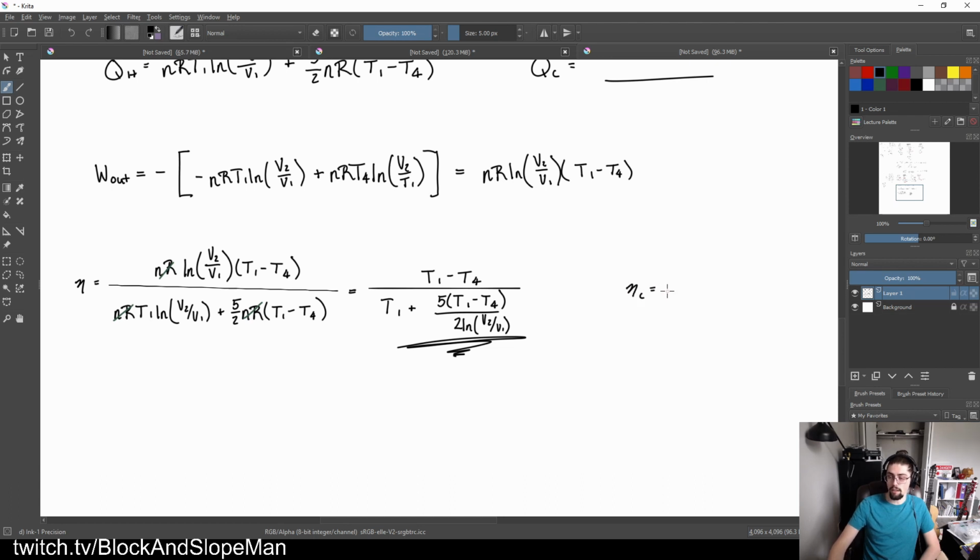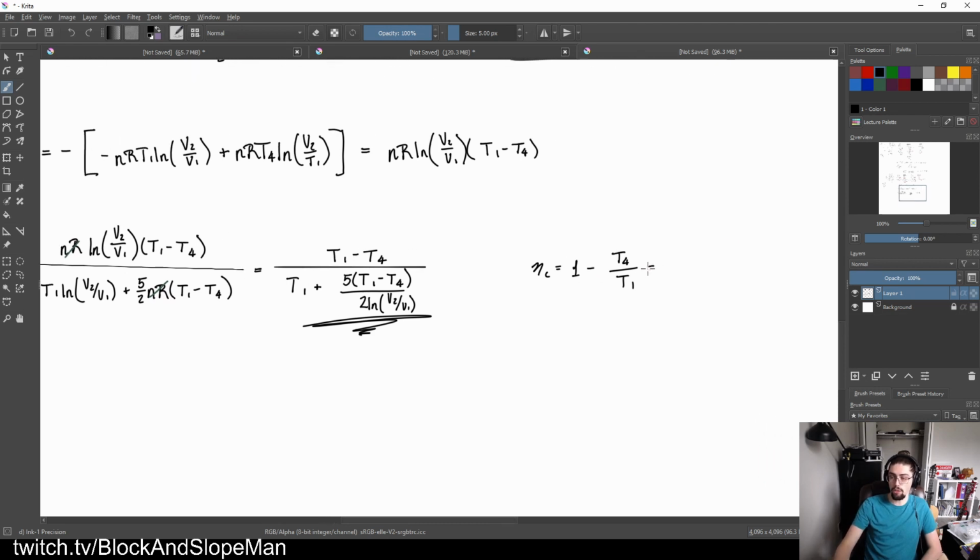If we compare it like that, say the Carnot efficiency is going to be 1 minus TC over TH, and we said, okay, well, TC is T4 over TH is T1. Let's go ahead and try and group this to make it look kind of similar here. What we could do is combine these two into essentially T1 minus T4 divided by T1. Would you look at that?